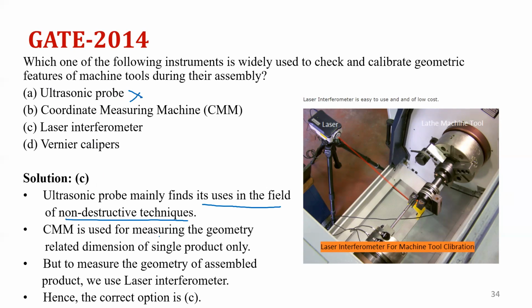And coordinate measuring machine is used for measuring the geometry related dimensions of a single product only. It is not assembled. It is only for a single product. And vernier calipers is used only for measuring the length or width dimensions. For calibrating the geometric features of machine tools during their assembly, we can use the laser interferometer.